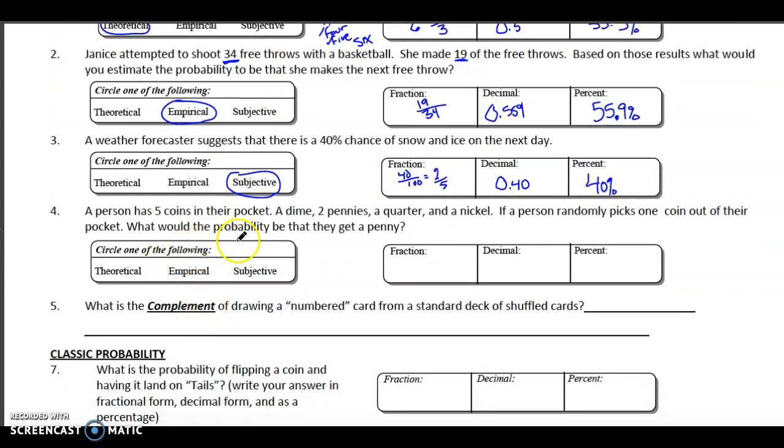A person with 5 coins in their pocket: a dime, 2 pennies, a quarter, and a nickel.